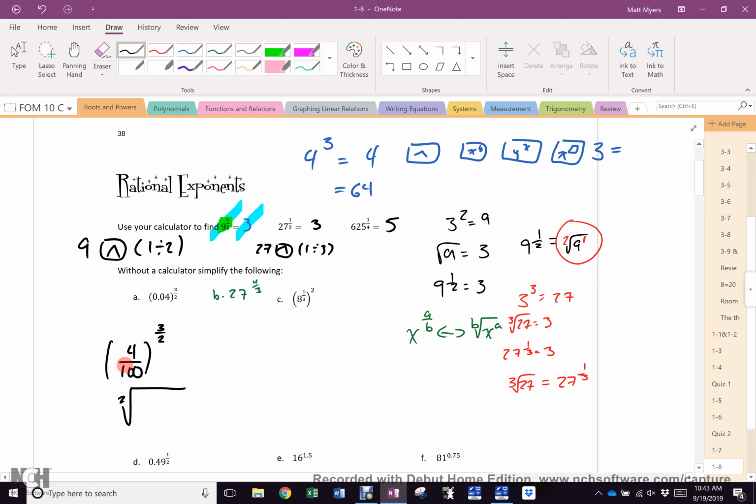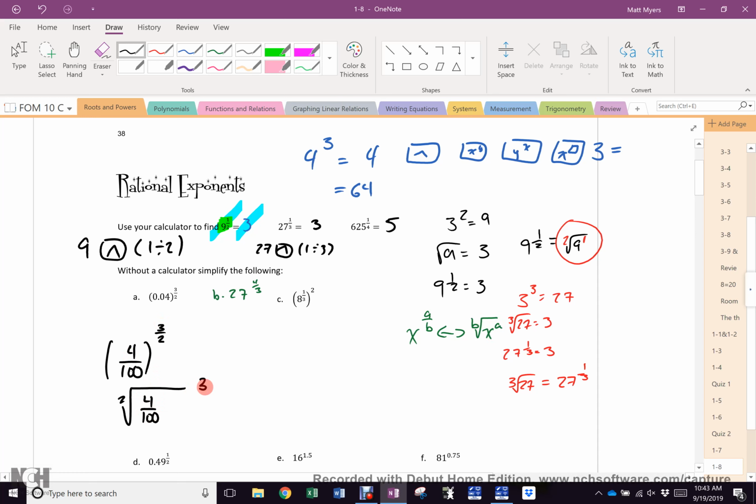What does this base become? Look at my list. Where does that base go? If you don't remember the proper word, that's okay. You can just tell me where to write it. Inside the radical. The base becomes the radicand, right? And where does that numerator go? It becomes the power.